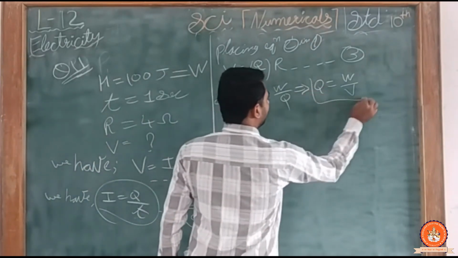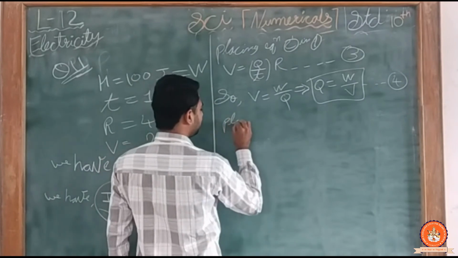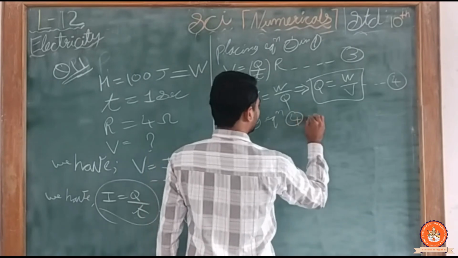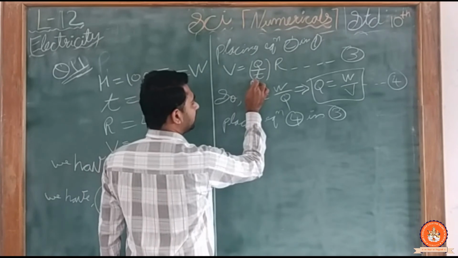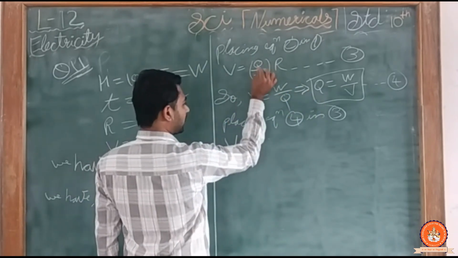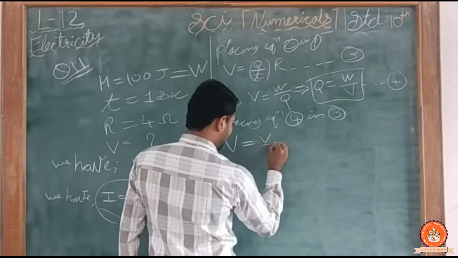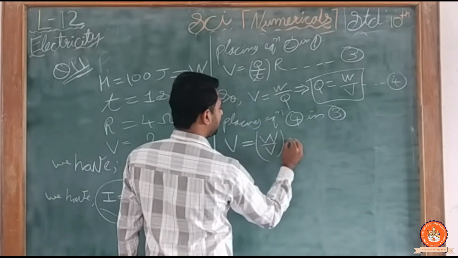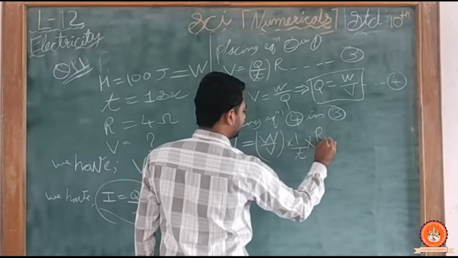So I have the value of Q. This is my equation 4. So I will be doing like this, placing equation 4 in equation 3. Now this is my equation 3. I am placing the value of Q in it. So Q is equal to, what will I put in place of Q? I will put W by V. So W by V. Okay. Now 1 by T as it is, and multiply by R as it is.